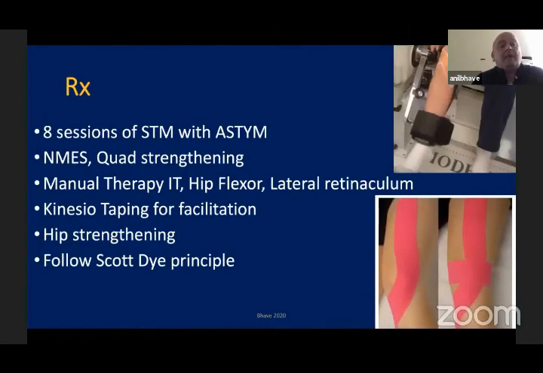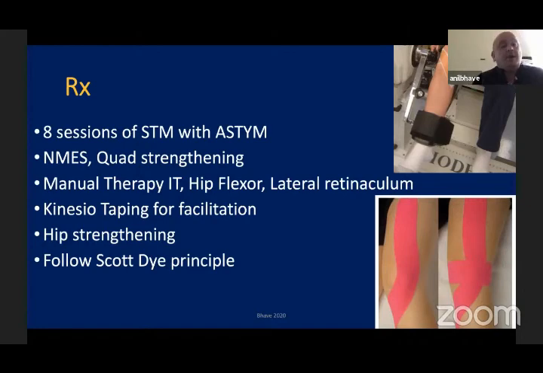So what did I do? I did 8 sessions of treatment. I was very aggressive in soft tissue mobilization. We used a tool-based soft tissue mobilization technique, especially focusing on the distal IT band and the slip of the IT band that goes to the lateral retinaculum, so that the patella is not pulled superiorly and laterally. That was important. Patellar mobilization, aggressively going from lateral to medial and superior to inferior. NMES and quad strengthening, and NMES for the vastus medialis, 1 electrode on the medialis obliquus. Manual therapy for stretching the IT band, hip flexors, and lateral retinaculum.